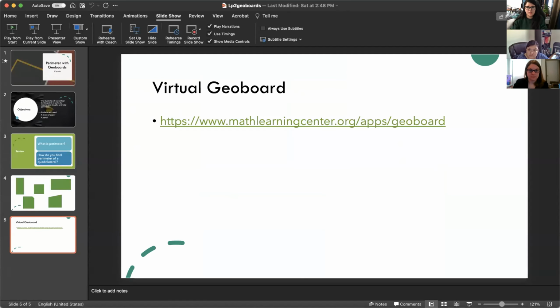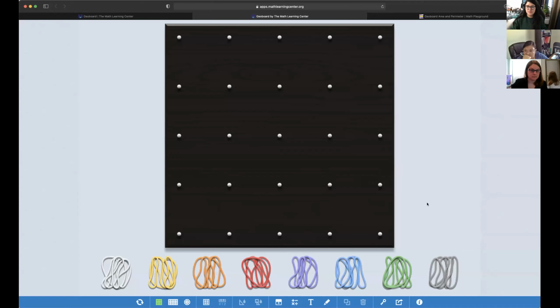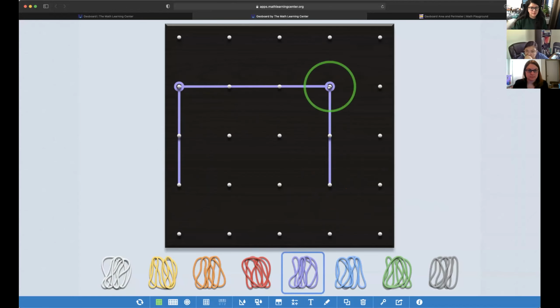So I am going to pull up my geoboard. Let me stop sharing this. Okay. All right. Can you guys see my geoboard? Yes, awesome. All right, so we're going to be using this today to explore perimeter. So first, I'm just going to start with a basic rectangle, and we're going to talk about that. And sometimes this geoboard can be a little finicky, so we'll see if it works for me today.